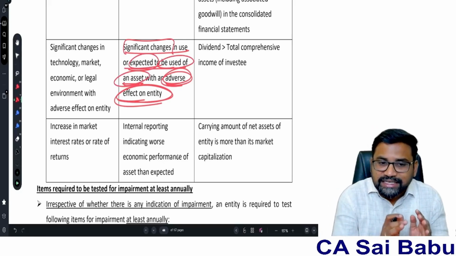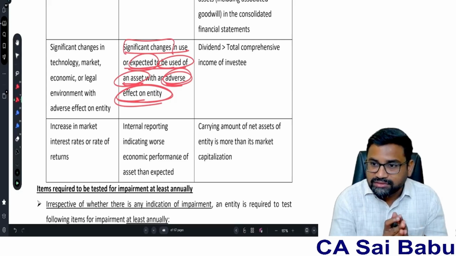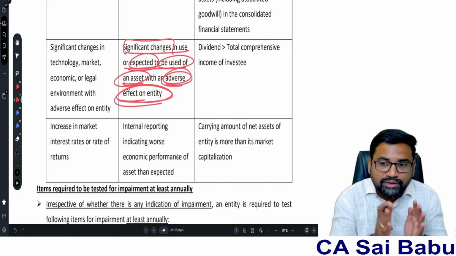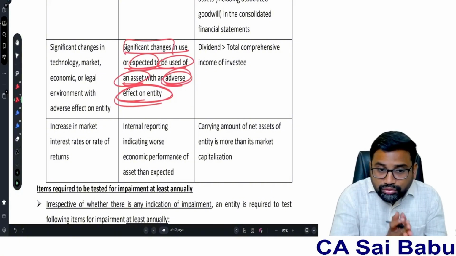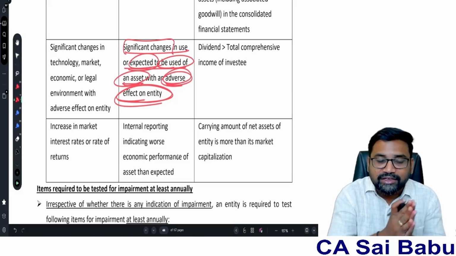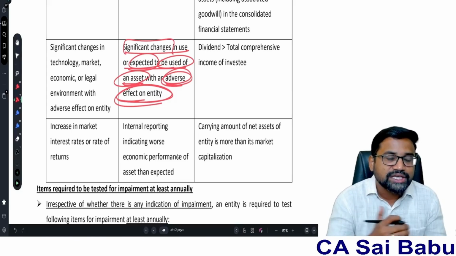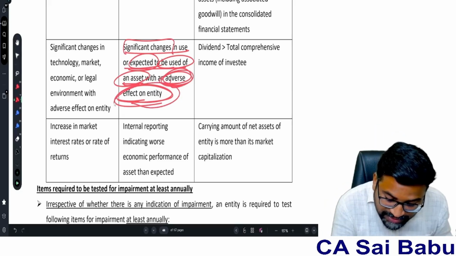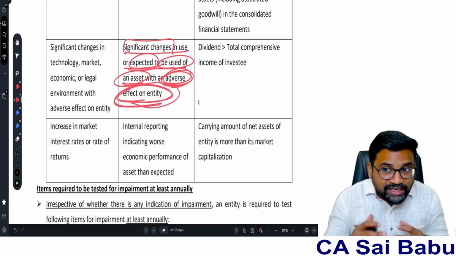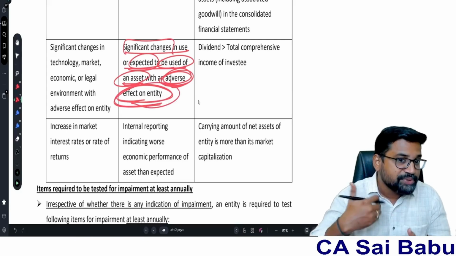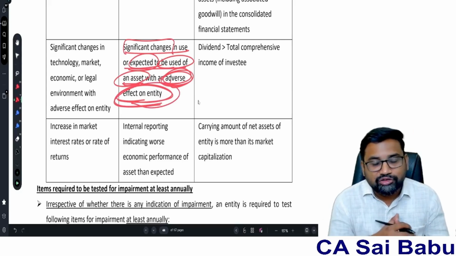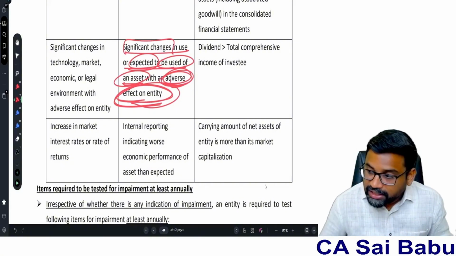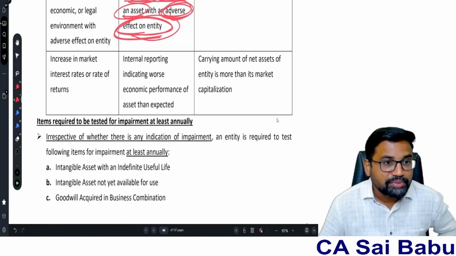Suppose that asset's capability is 1 lakh units per month. Right now you are producing only 50,000 units. Now you want to increase this output to 90,000 or 1 lakh units. That means a significant change in the expected use of an asset, and that is having an adverse effect on the entity. Definitely, because of your change in the expected use of an asset, there is a negative impact on the organization. So that could be a reason for checking impairment loss.